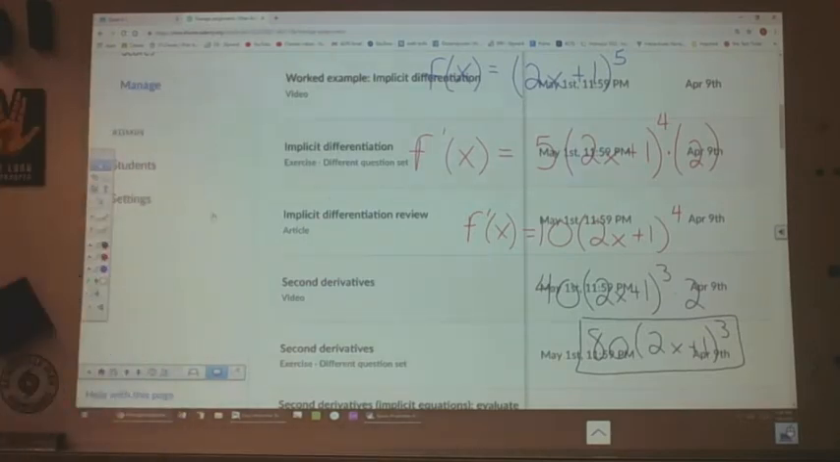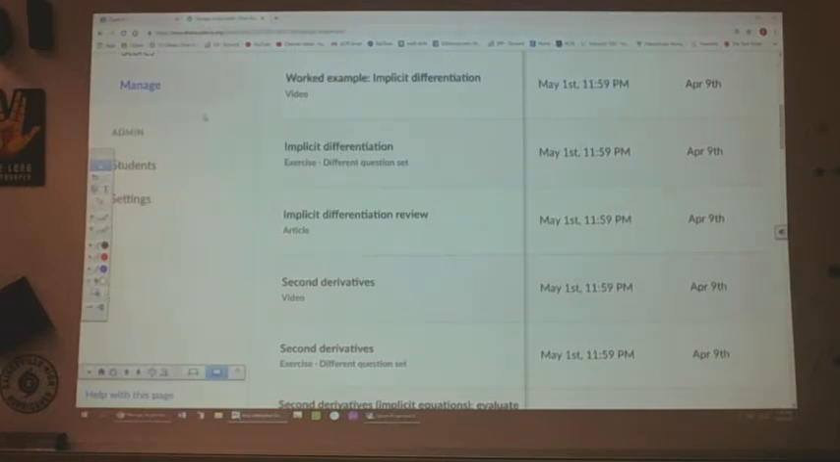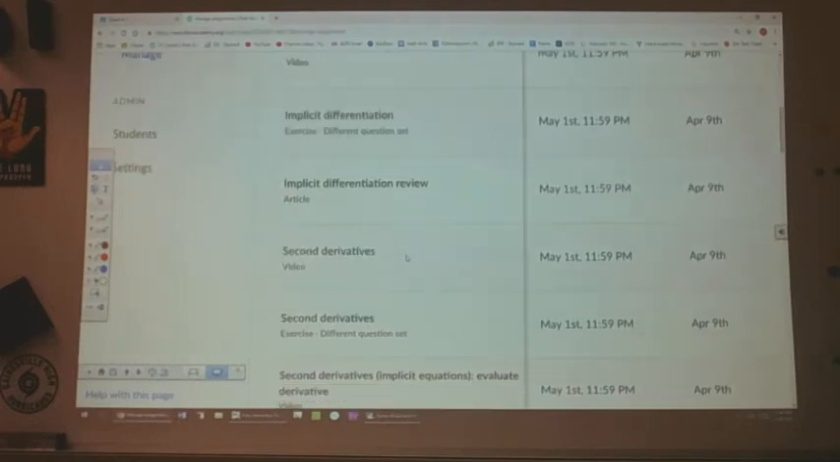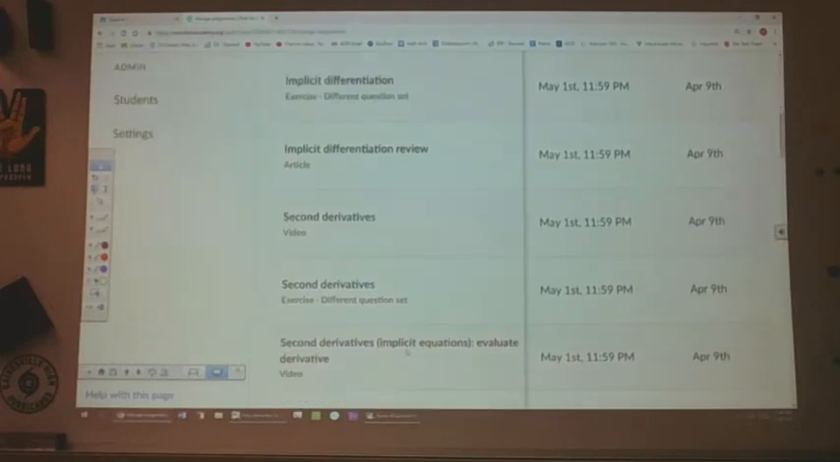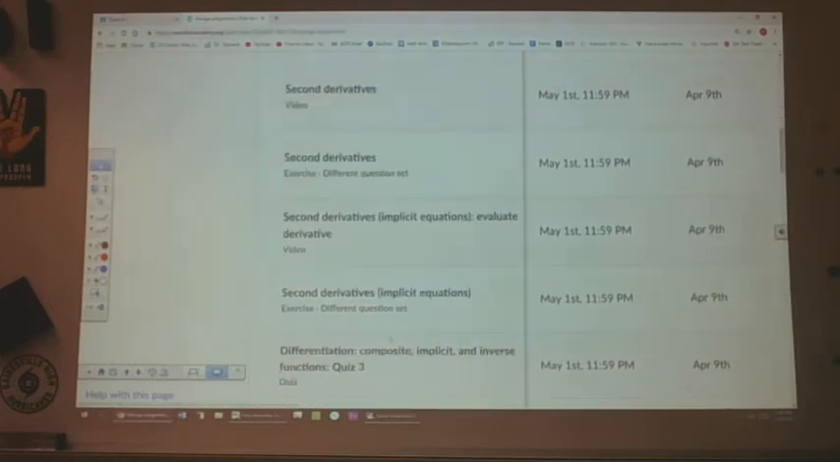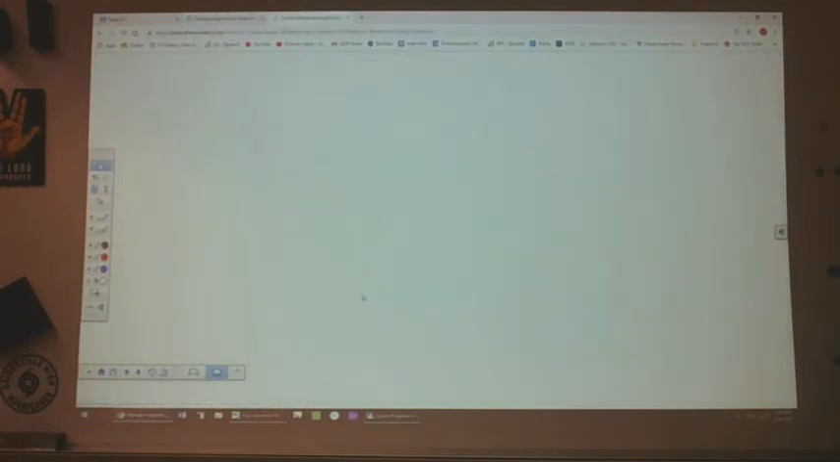Pen has a little bit of lag on it. Let's look at second derivatives with implicit differentiation. If I can get to it. Is that it? There it is. Okay.